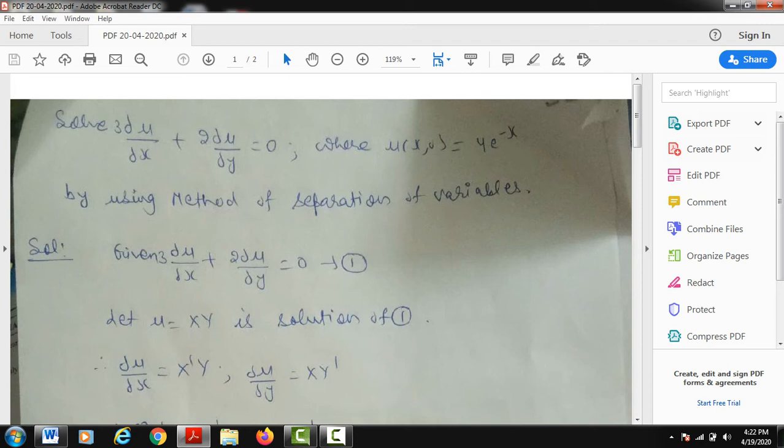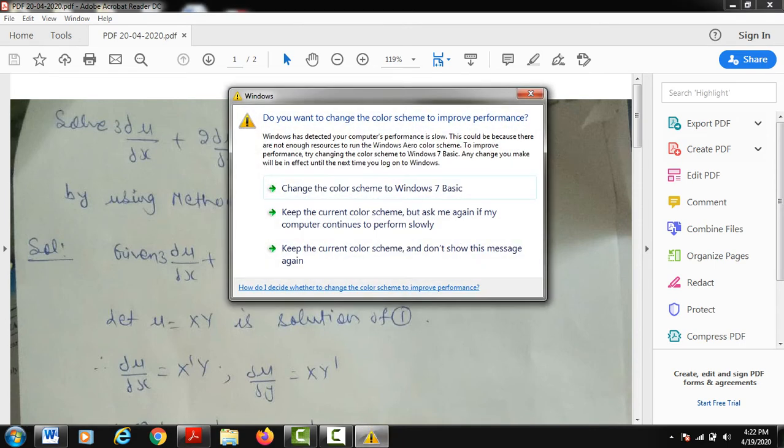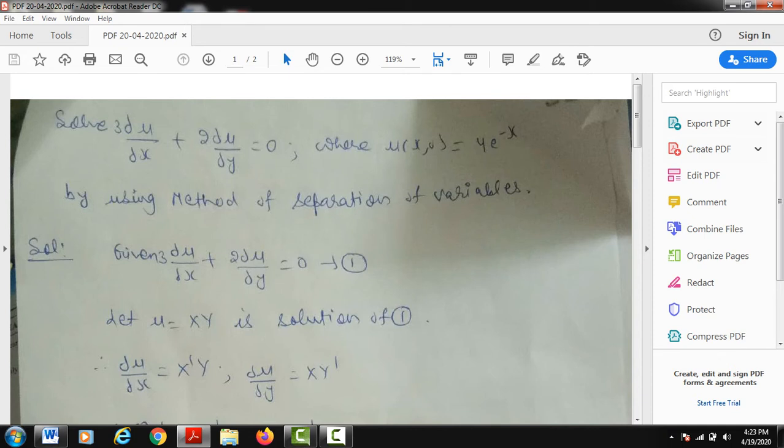So I will take u = XY, capital X times capital Y, as the solution of equation number 1, where capital X is a function of small x only and capital Y is a function of small y only. That is, both the variables are independent.